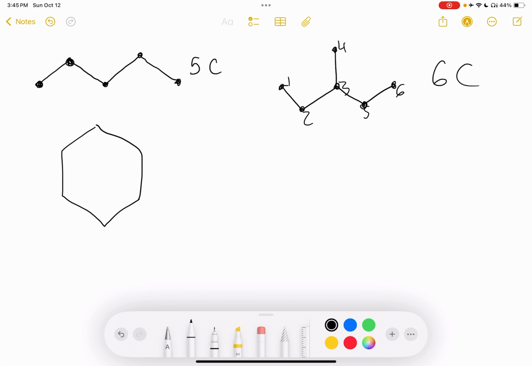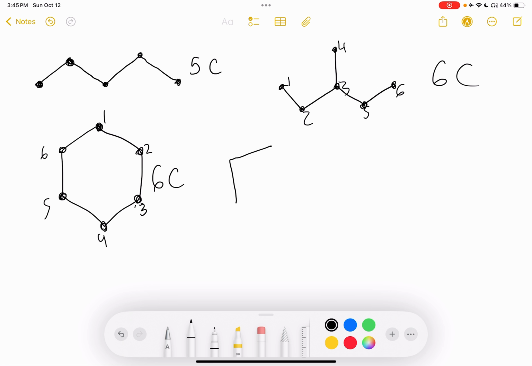Okay, what about a weird, funky ring like this? I'm not very good at drawing rings, but we'll start up here. 1, 2, 3, 4, 5, 6. So 6 carbons. And what about a ring with a little guy hanging off of it?